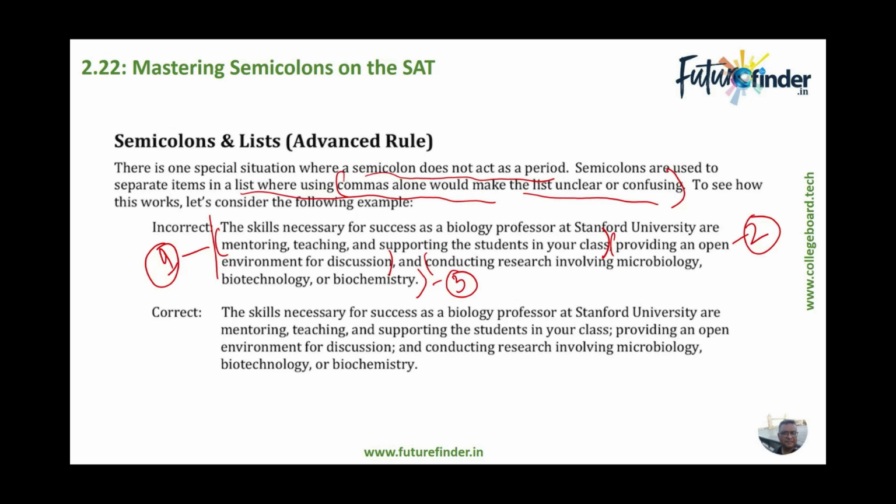1, mentoring, teaching, and supporting students in your class. 2, providing an open environment for discussion. And 3, conducting research involving microbiology, biotechnology, or biochemistry. But unfortunately, because there are multiple things in the same skill, in this one you have got mentoring, teaching, supporting. In this one you have got microbiology, biotechnology, or biochemistry. If you keep using commas within the major group, this becomes very, very confusing, and hence the major groups are supposed to be demarcated using semicolons.